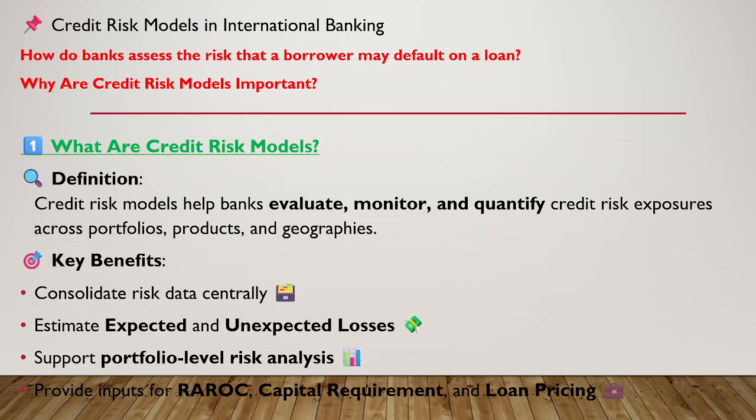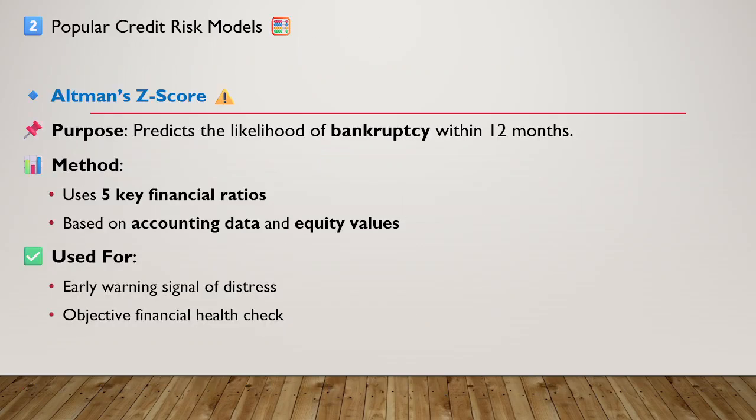These models directly impact how a bank operates, especially under regulatory norms like Basel II and Basel III. Why are credit risk models important? These models are used to centrally consolidate credit risk data, estimate expected and unexpected losses, support RARoC, risk-adjusted return on capital, and feed into pricing, stress testing, and capital computation. So the key point is, credit models are at the core of credit risk management in any modern bank. Now the question is, what types of credit risk models are commonly used in the industry? Let's look at three important ones: Altman's Z-score, CreditMetrics by JP Morgan, and CreditRisk+ by Credit Suisse.